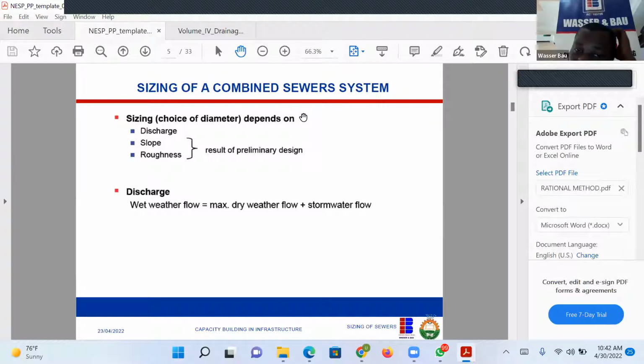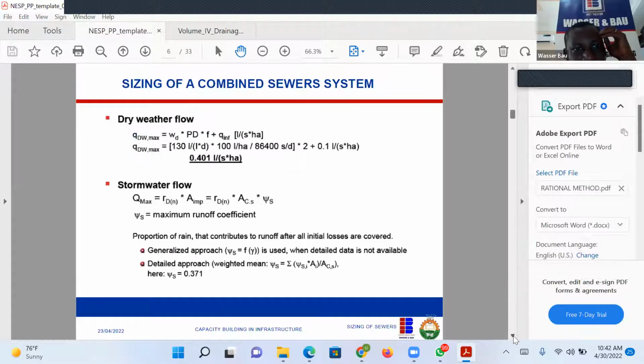Sizing of diameter, which we've discussed before, depends on three factors: your discharge, the slope, and the roughness. We all know this one. Then your discharge is your wet weather flow. Remember, we have dry weather flow and we have wet weather flow. Wet weather flow is the maximum dry weather flow plus the storm flow. That one is self-explanatory.